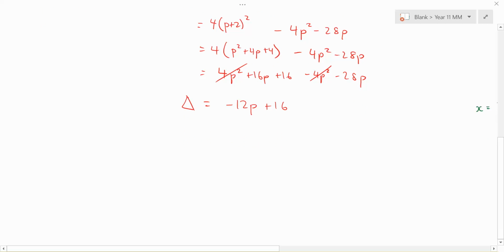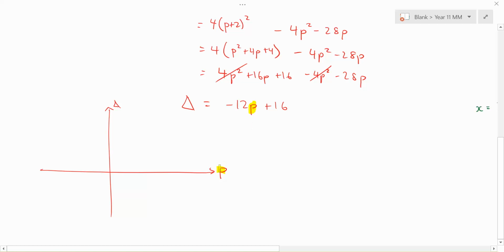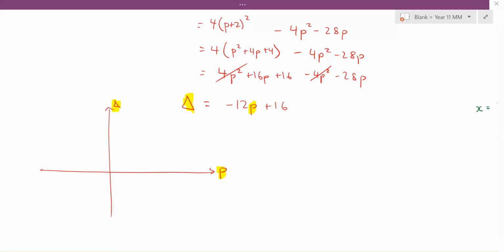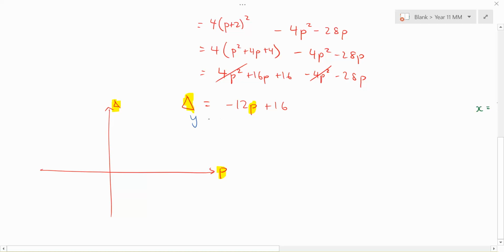Now, remember, every time you work out the discriminant, you've got to sketch it. If you sketch it, you'll see what it looks like. Now, hopefully, at this point, it's not m anymore, it's p. So you want to sketch the p-axis by the discriminant, and that's your discriminant there. This is a linear equation. You can see it's negative 12, which is your gradient, times p plus 16. I know it looks a bit different, but really it's the same thing as saying y equals mx plus c. That's your m, that's your x, that's your plus c. It's your straight line equation.